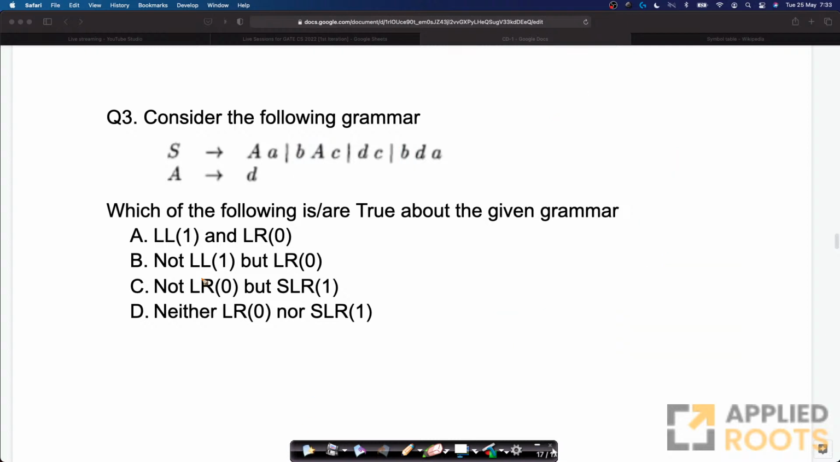Most of you got that right. So it can't be this. Most of you chose between these three options. Okay, so we know that it is not LL1. So that part is decided. Now what about LR0?